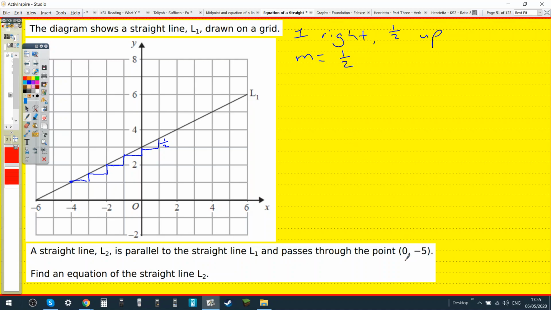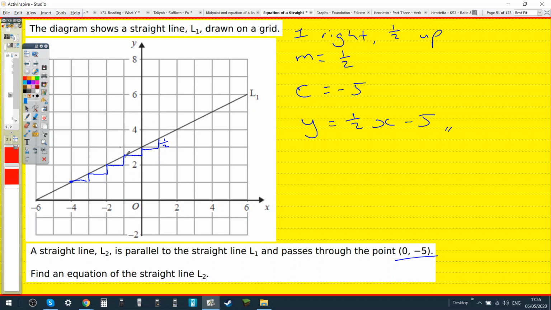And it says L2 goes through 0, minus 5. And so then the intercept will be minus 5. And so the equation of the line will be, is it y equals half x minus 5? Very good. That's it. Gradient is a half. Y-intercept is minus 5. y equals a half x minus 5.